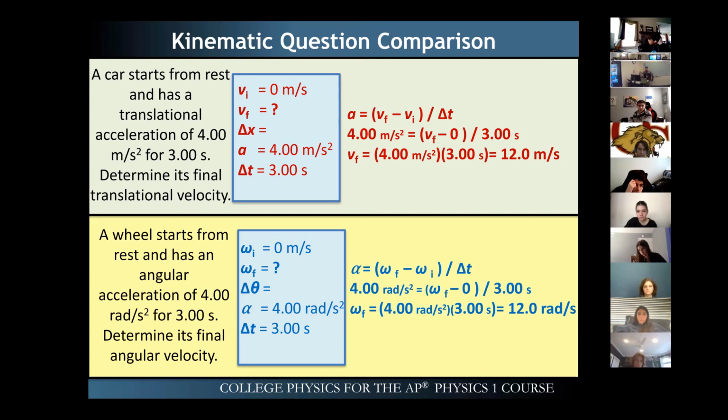A similar question with the same numbers, but a different scenario. A wheel starts from rest and has an angular acceleration of 4 radians per second squared for 3 seconds. So now the wheel is not moving translationally, the wheel is just spinning. Determine the final angular velocity. How fast is it spinning after 3 seconds? They've used the same equation, but with all the angular variables. They're plugging the numbers into the same variables and getting the same numeric answer because all the numbers were the same. But in this case, this wheel is not moving 12 meters per second. This wheel is rotating 12 radians per second.